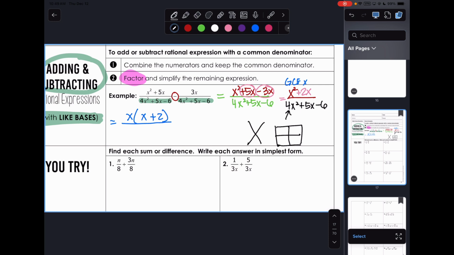So here we go. 4x squared goes on the top left. And negative 6 goes on the bottom right. Negative 24x squared at the top. And then the bottom of it will be the middle term, 5x. Two numbers that multiply to get negative 24 and add to get 5. 8 and 3. And it has to be, like Michelle said, negative 3x. Okay.